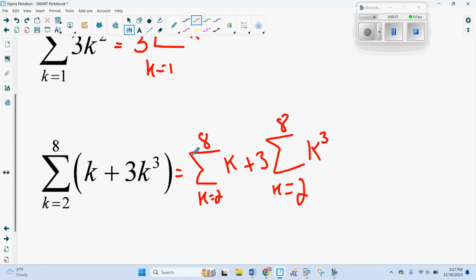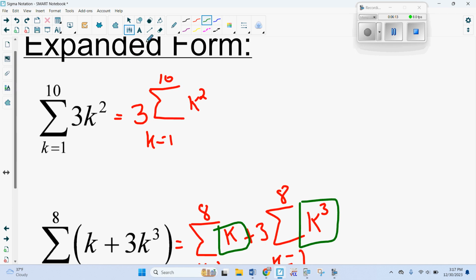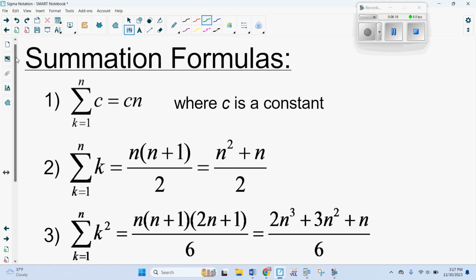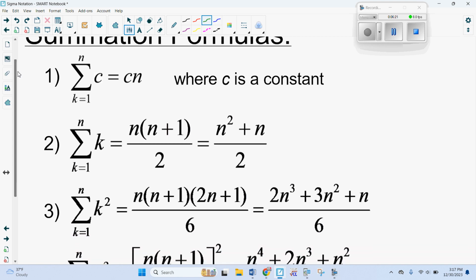Now, I understand we could solve these by just plugging them into a calculator. We could multiply them out, expand them out, and simplify it. But what we want to look at here are some formulas that allow us, when we have k, k squared, or k cubed, to evaluate those. So here are our summation formulas.